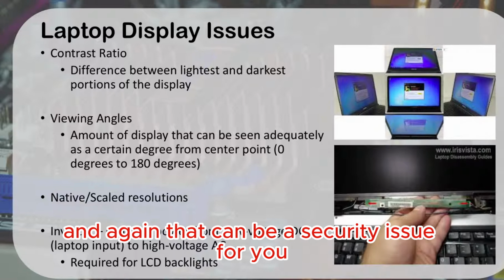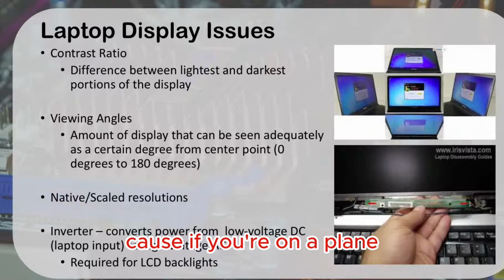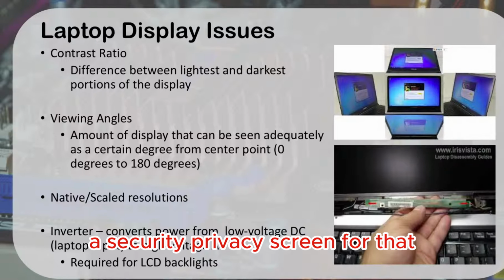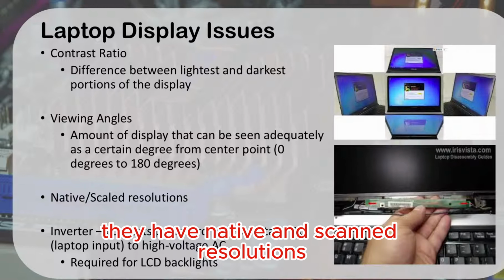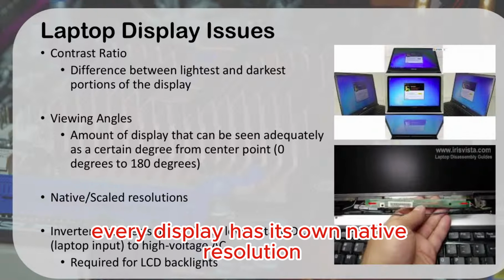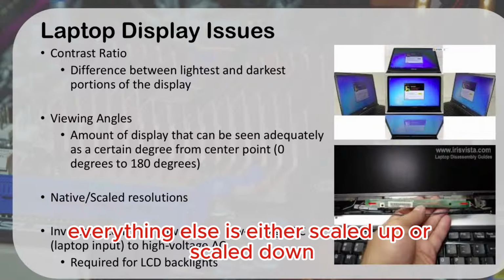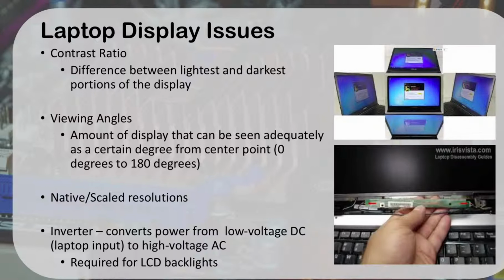And again, that can be a security issue for you because if you're on a plane, you don't want the guy sitting next to you to see your screen, right? So you may want to get an anti-glare screen or a security privacy screen for that. We talked before with LCDs and LEDs, they have native and scaled resolutions. Every display has its own native resolution. Everything else is either scaled up or scaled down.